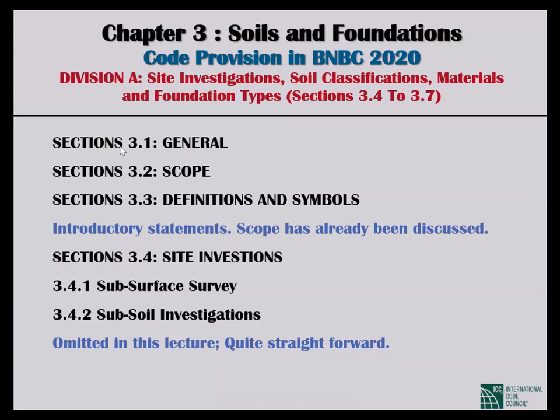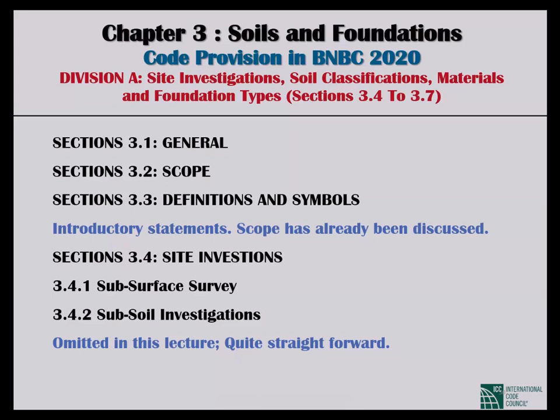So the first section is general. This is quite a simple thing. And the second one is scope. We have already discussed it. In engineering, in geotechnical engineering, you must have a lot of engineering judgment. And then definition and symbol. You see, in this definition, a lot of useful things are there. I think if you read these things, you could actually clear all your confusion, particularly about the bearing capacity terms.